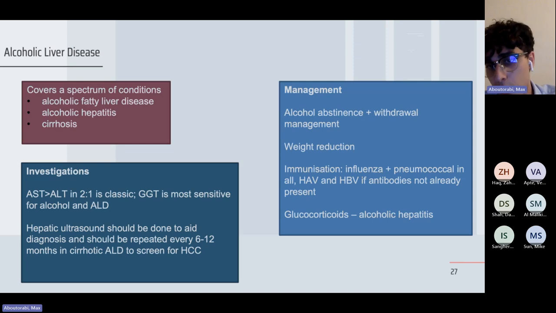Also, you want to look at things like weight reduction. You'd also want to give these patients their immunizations and their vaccines, so influenza, pneumococcal, hepatitis A and hepatitis B vaccines. And then if you get to the point where the patient has alcoholic hepatitis, you want to consider things like steroids to reduce that inflammation. And like I said, if the patient gets to the cirrhotic stage and their liver becomes decompensated, you then want to look into the patient getting transplants.